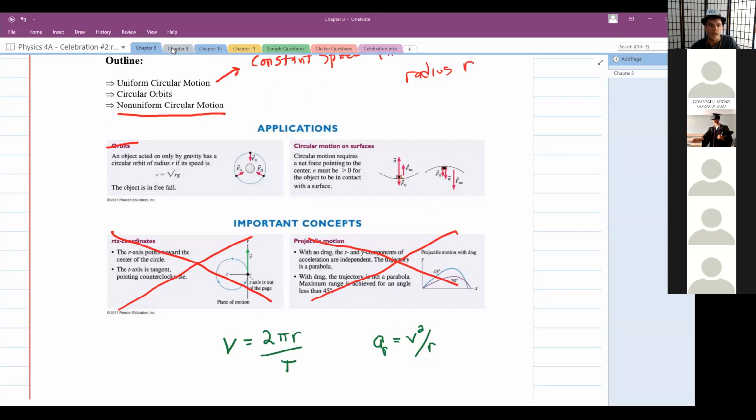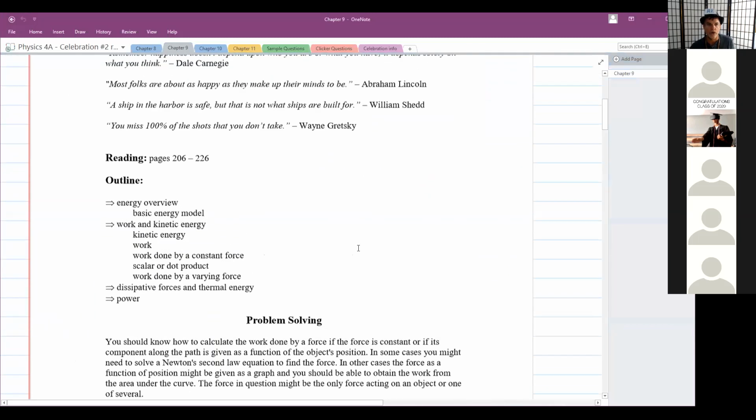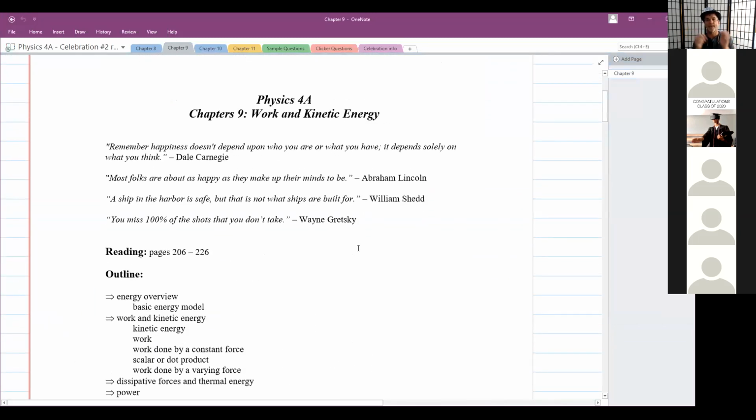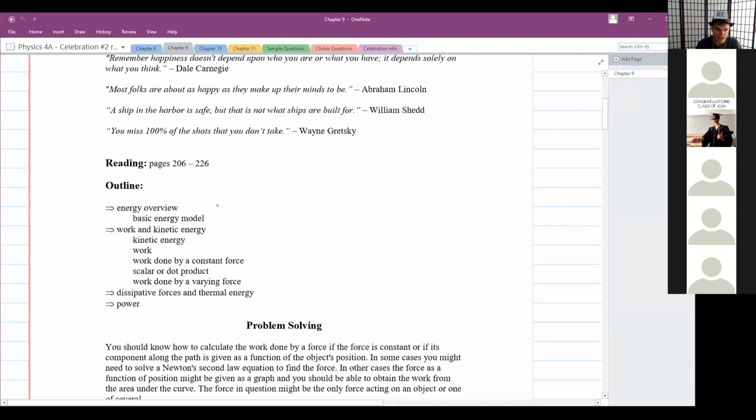Let's just quickly look at chapter 9. So chapter 9 was all about work and kinetic energy. If you remember in chapter 9, we weren't dealing with potential energies because we weren't dealing with interactions. So in this chapter, the big thing is our basic energy model. I've spent a bunch of time on that.